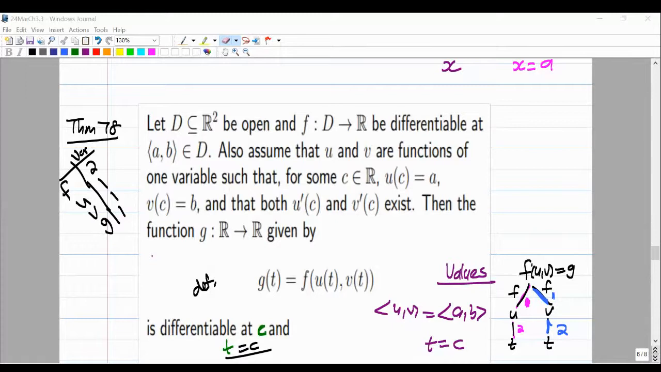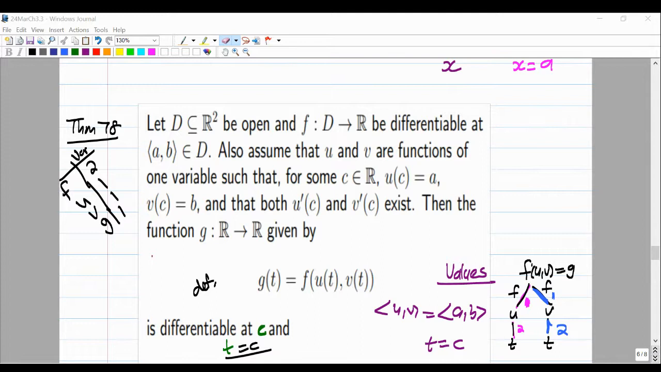All right, so for theorem 78, you have f, u, and v, and you make a new function. So for this theorem, you have u and v, which are functions of one variable with nice conditions. f is a function of two variables with a nice condition.